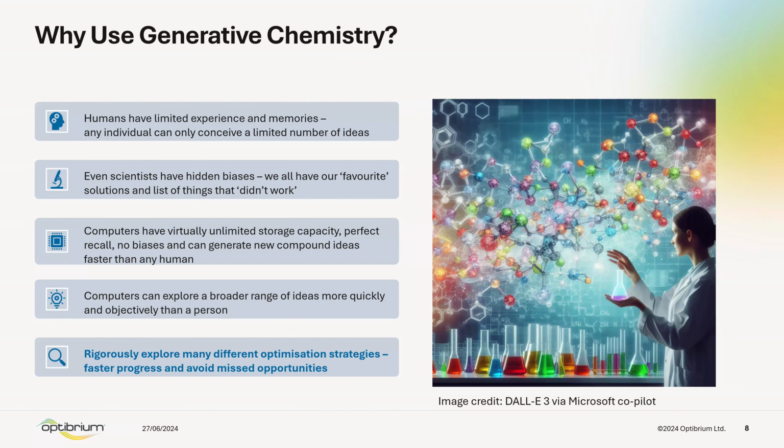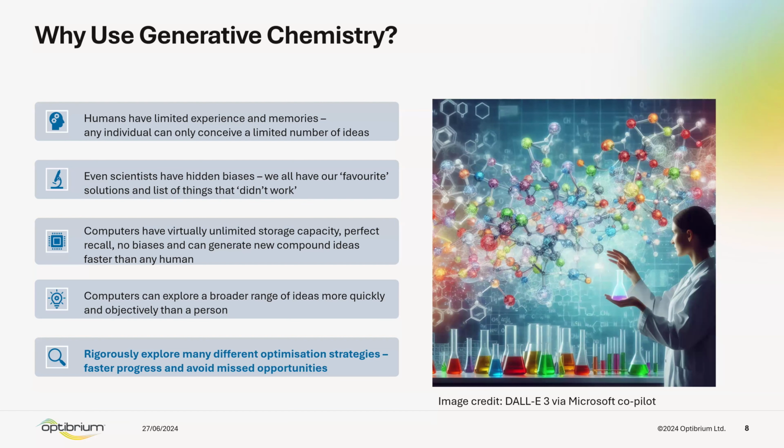And even scientists have hidden biases. We all have our favorite solutions to problems and a list of things that sort of didn't work that we don't like to use. And while that experience is very valuable, it can also lead us astray because those rules don't apply sort of universally across all the chemistry and all the projects that we might be experiencing in our careers.